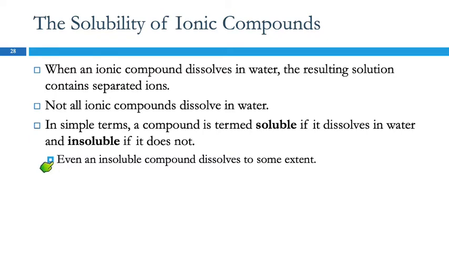Now, this is kind of the fine print, and we talk a lot more about this in Chem 1B. Even compounds that are considered insoluble will dissolve a teeny tiny bit. Because what if you put this chunk of ionic compound in water and four ions dissolve in this huge flask? Well, you can't really say that was insoluble, right? Because four ions came off. But is that solution going to conduct electricity? No, it's got almost zero ions in it, right?